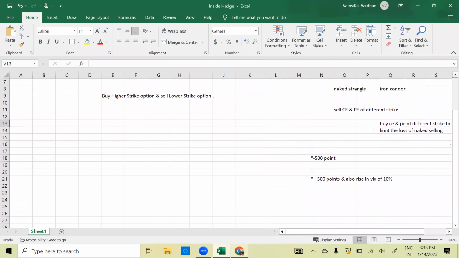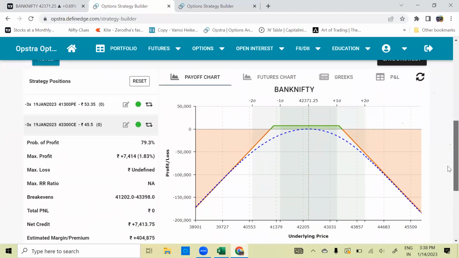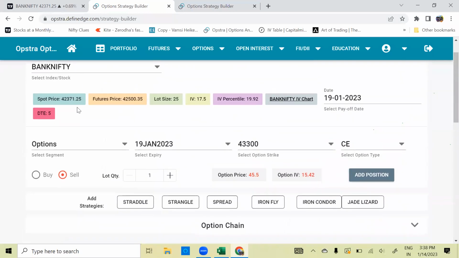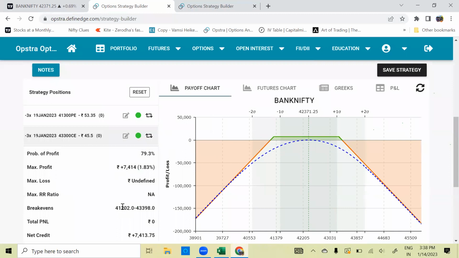Now if you observe, this is a naked strangle. I sold a call 1,000 points away and a put 1,000 points away. I am able to make 1.83% if Bank Nifty stays at the same level, which is presently 42,371. Even if it moves 1,200 points down, no issue. Even if it goes up 1,000 points, also no issue.